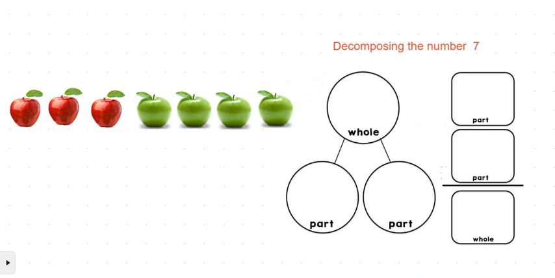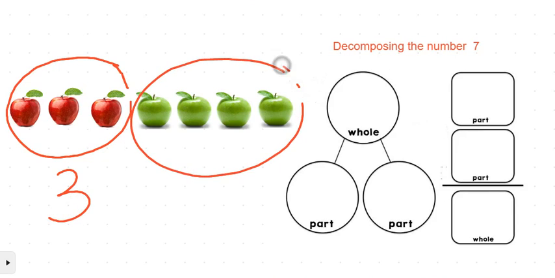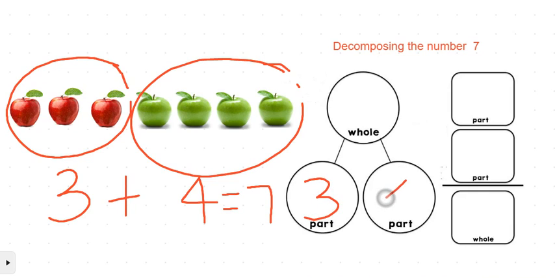Another one is looking at this. What are you thinking? Another way that we can make 7 is by having 3 and 4, and 3 and 4 is equal to 7, because 3 and 4 actually makes 7. So that's one way we could break 7 apart. Yep, 3 and 4 make 7. You guys didn't know that?